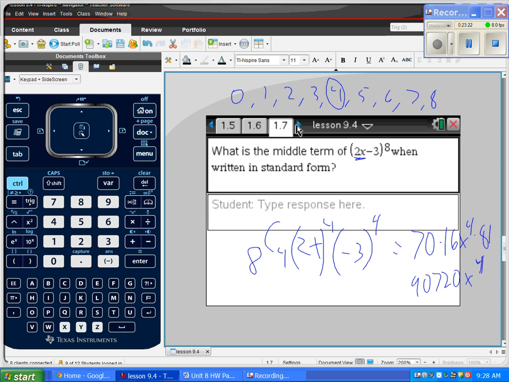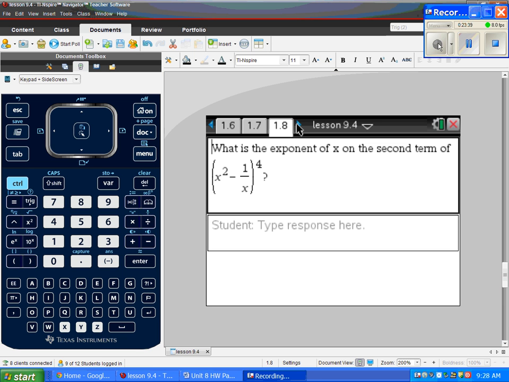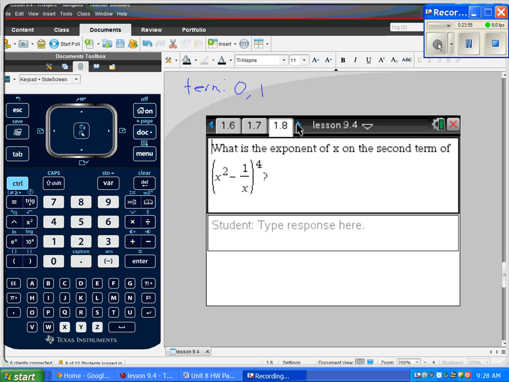Okay. So let's try the next one. We got a little bit of time. What is the exponent of x in a second term? Just set it up right now. Well, we can do it as a group. We don't have enough time to do it individually. What term am I looking for first off? Term number what? I'm looking for the second term. So if I start at 0, my second term is 1.